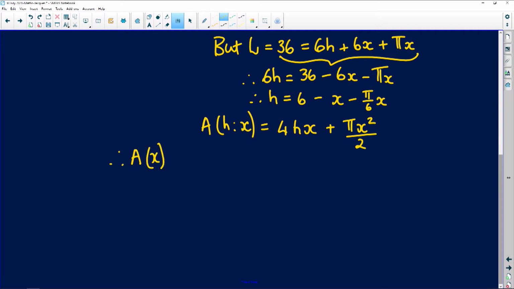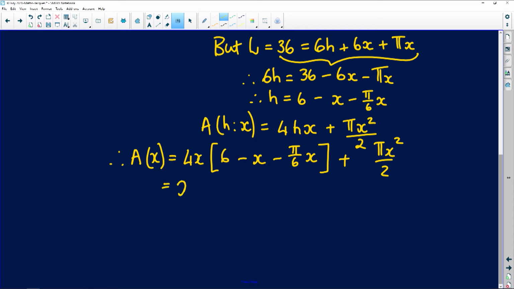The area in terms of x is now 4x multiplied by h, and h is 6 minus x minus pi over 6x. Okay, that's h, plus then the pi x squared divided by 2. Okay, let's make some space here. This will be 24x. This is going to be minus 4x squared. Over there, I have a plus times a minus, so minus.